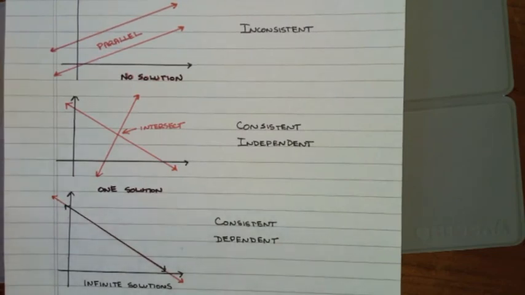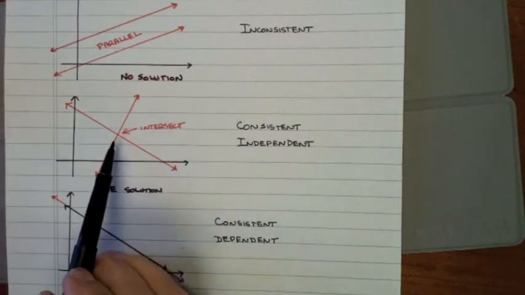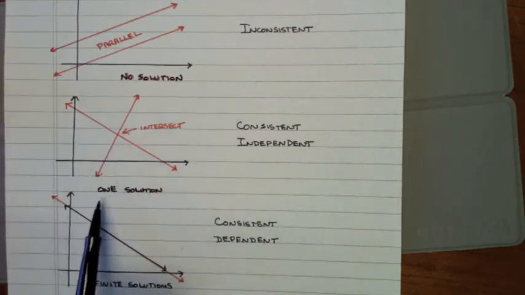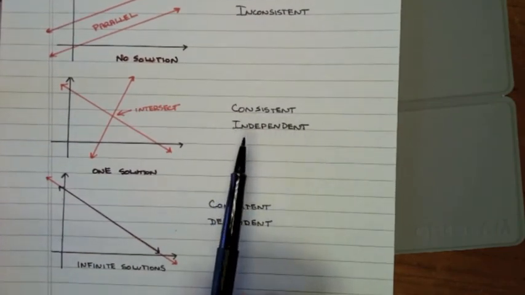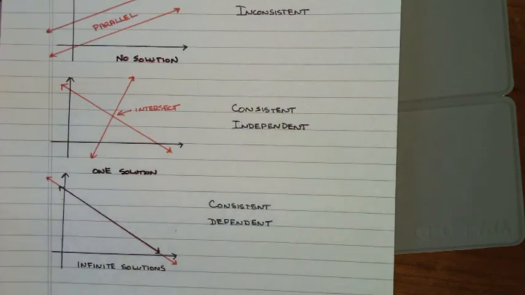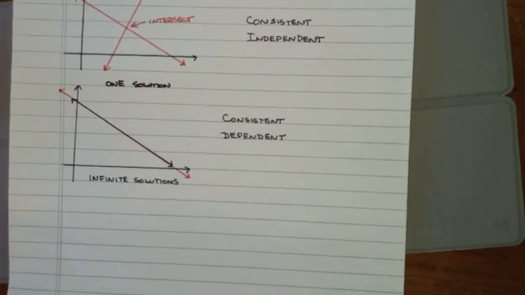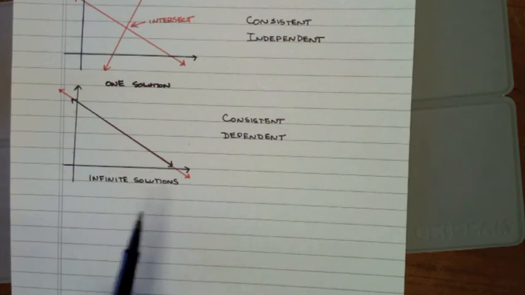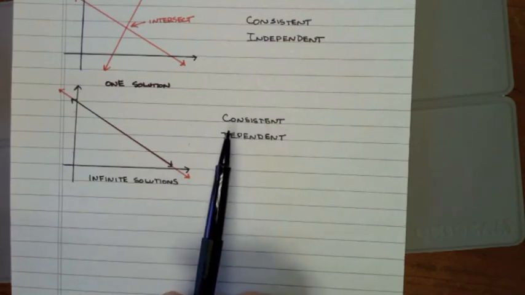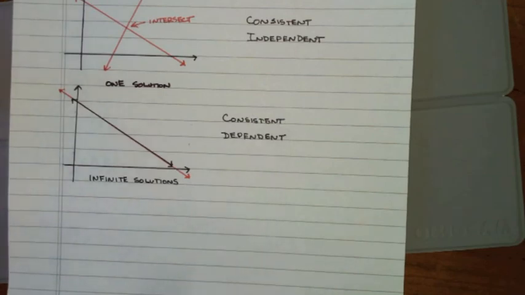The lines are parallel. There is no solution. There's no point that they have in common. That's going to be an inconsistent system of equations. We're going to graph them. We're going to find out that they intersect at one single point. That one point is our answer. That means they're consistent. This system of equations is consistent and independent. If I graph two lines that end up being the same, the answer is there's an infinite number of solutions. That means that system of equations is consistent and dependent.